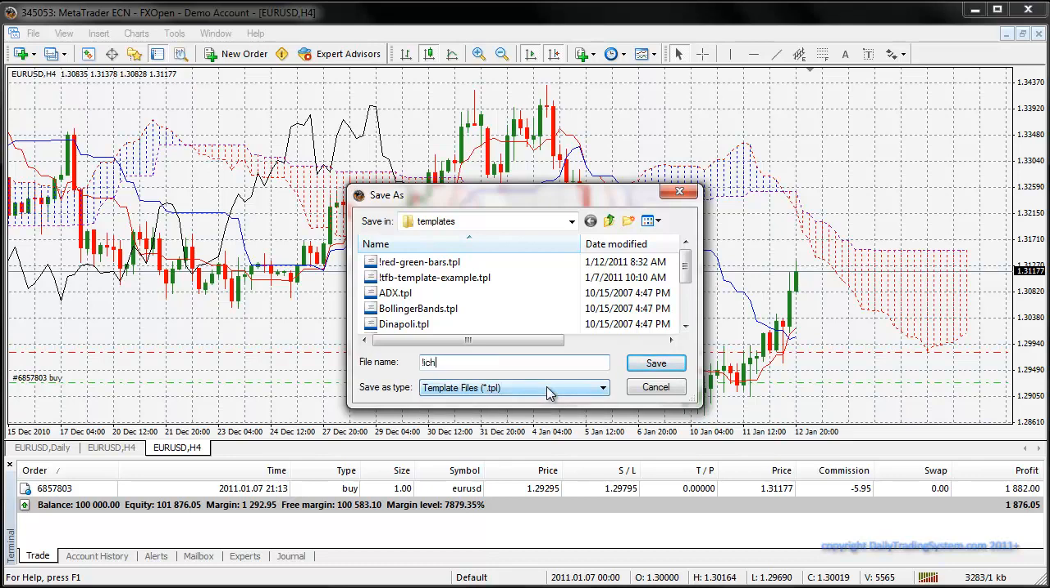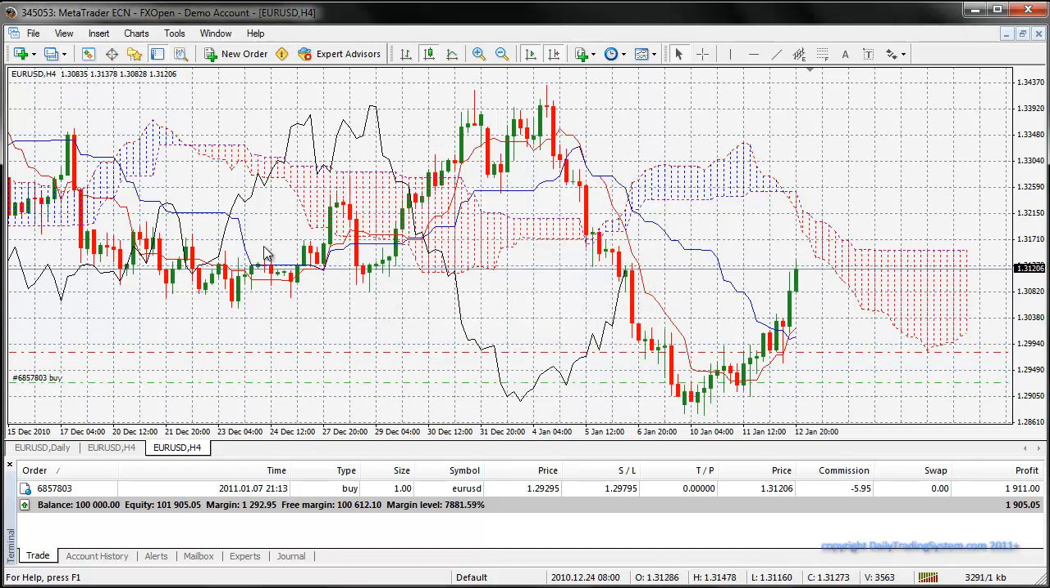Let's call this Ichimoku. I think that's it. I'll just call it like that, Ichimoku. Alright, so now we've got the template saved, so you're just going to apply that on there now.